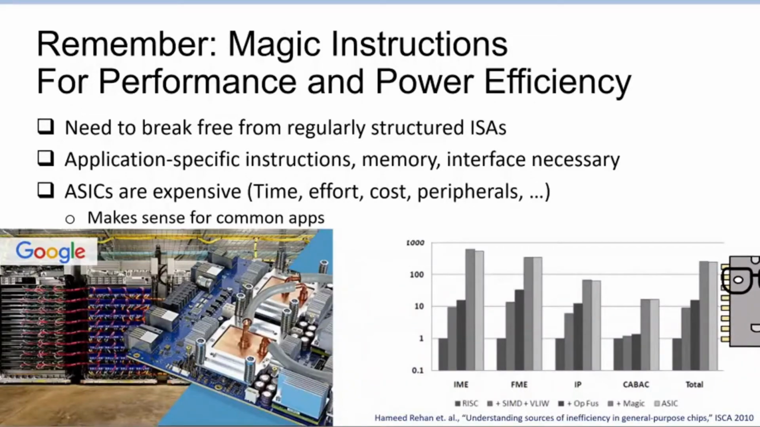So, I guess this is the good news and the bad news. The good news is that we don't always have to go all the way to ASICs to get this kind of performance, but we do have to at least break away from the regularity of a structured ISA. The instructions themselves have to be drastically tailored to each application in order to get the ASIC level performance.